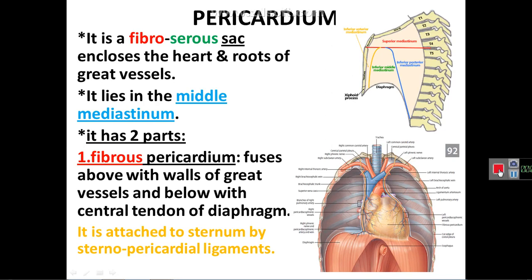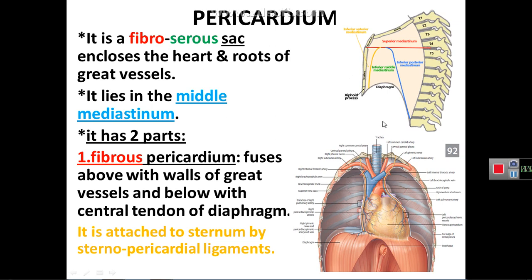Hayder Mubarak. I will present the fourth lecture in anatomy of the thorax, and it is about the pericardium. The pericardium, as it is shown in this figure, is a sac which contains the heart and the root of great vessels. This sac is formed of an outer fibrous tissue, and inside it is a serous membrane, just like the pleura, and so it is called a fibroserous sac.